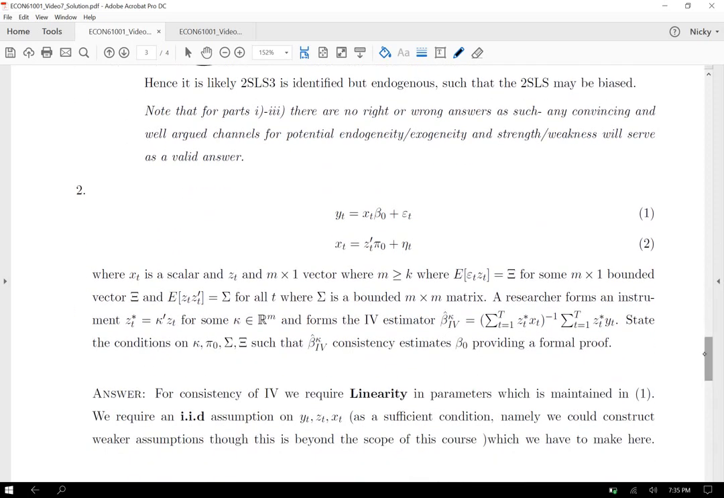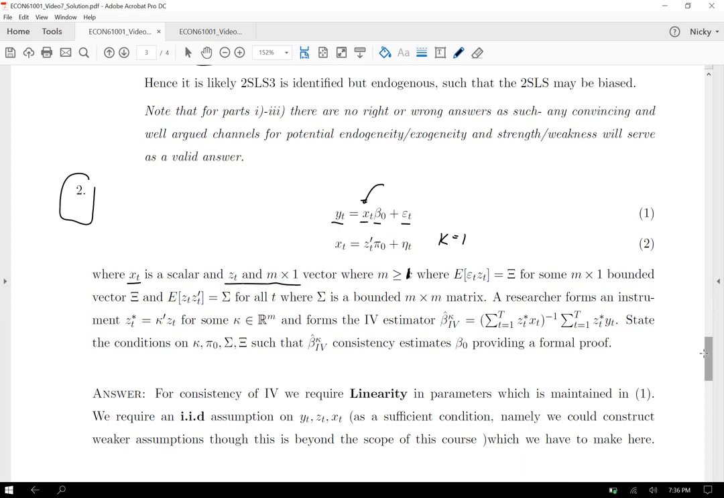So part 2 is a more theoretical question. We've got a simple regression setup here. So we've got y regressed on a scalar x and beta naught, and the error term here. And x is scalar, and we've got some m by 1 instrument z. This should be just a 1 here, because k is 1: we've only got one regressor, because x is scalar. So here is a case where we've got one regressor, and we've got potentially one or more instruments.